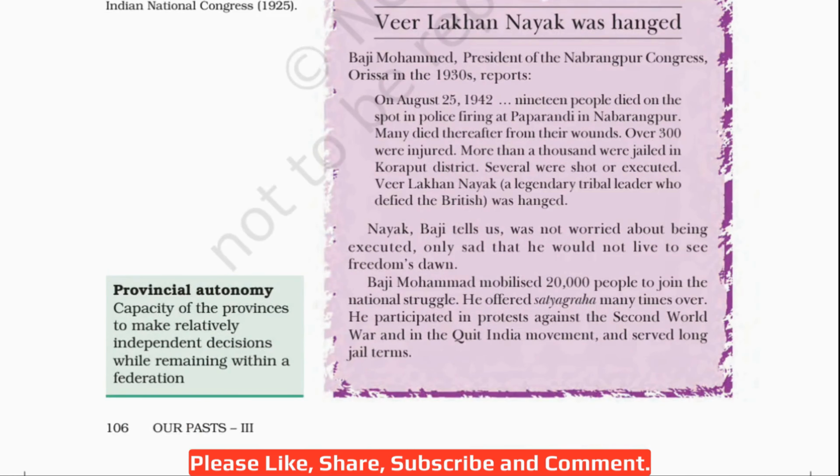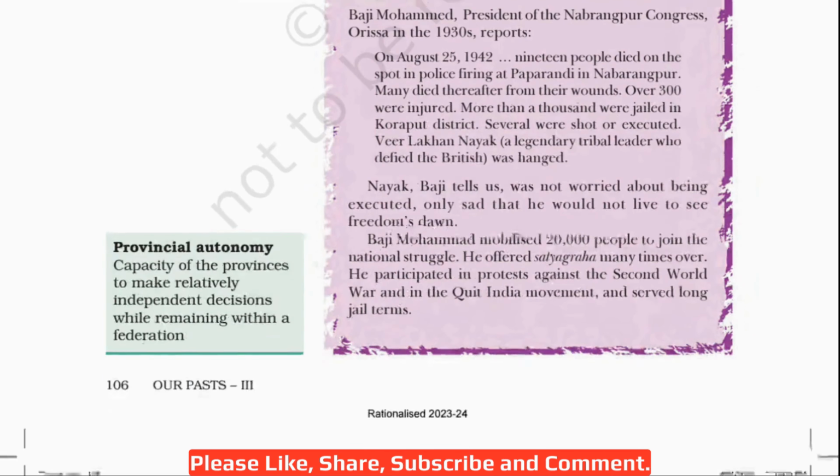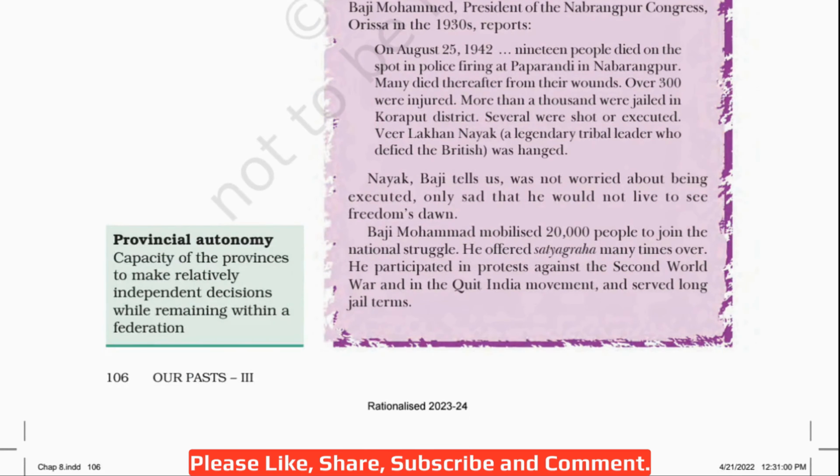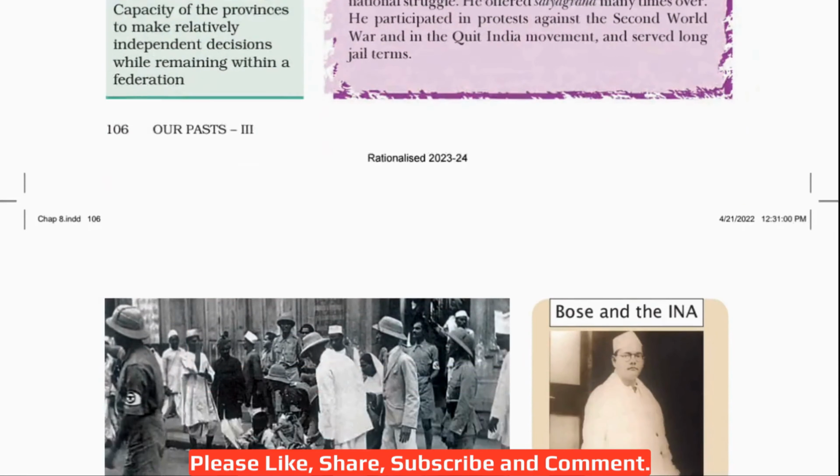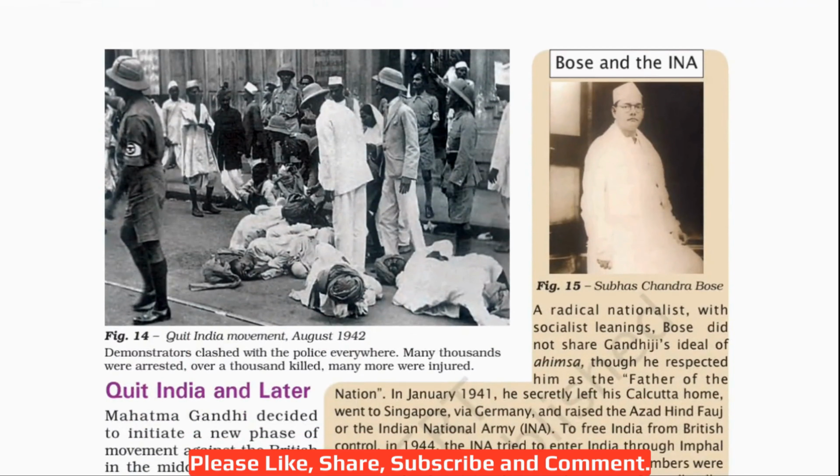Nayak, Baji tells us, was not worried about being executed, only sad that he would not live to see freedom's dawn. Baji Muhammad mobilized 20,000 people to join the national struggle. He offered satyagraha many times over. He participated in protest against the Second World War and in the Quit India movement and served long jail terms. So he was also a great reformer, right?